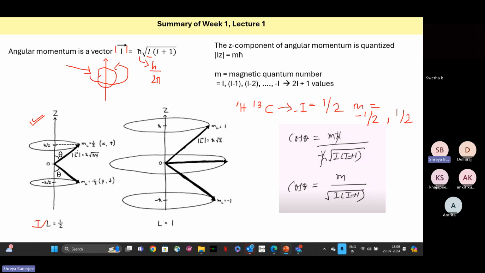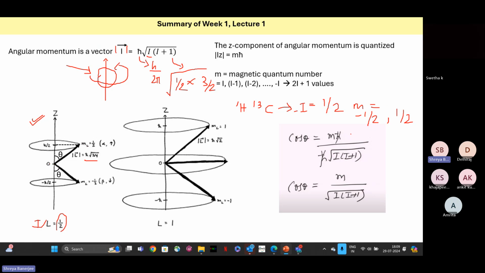The magnitude of this arrow is represented by this formula. So you can see here the value of I is half. So if you do half into half plus 1, the portion inside the square root will become half into 3 by 2. So it will become square root of 3 by 4. And that is what you have here, h bar square root of 3 by 4. That is the magnitude of this vector, and it is the same no matter what.